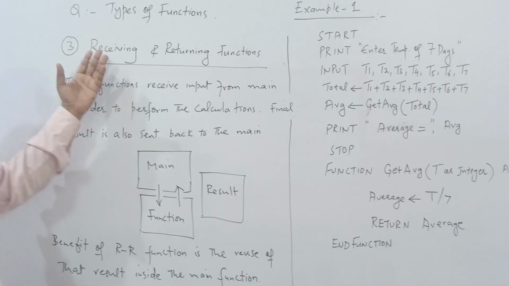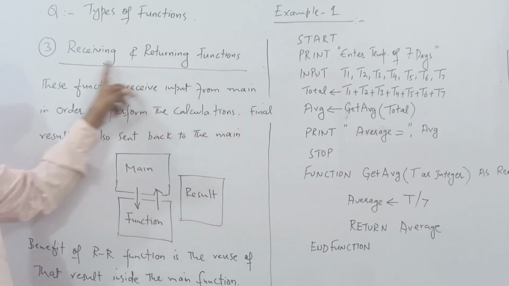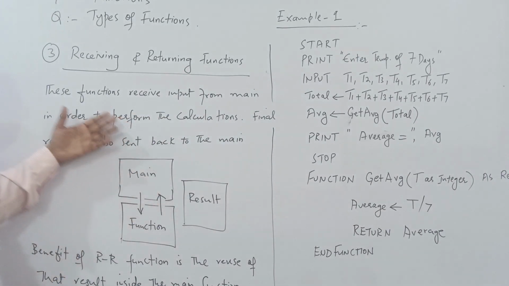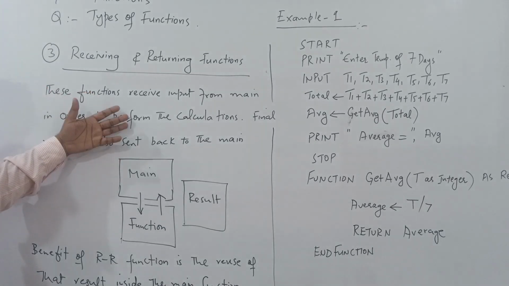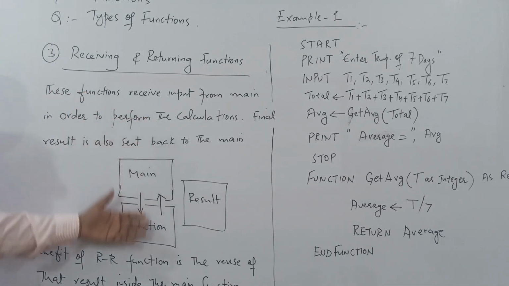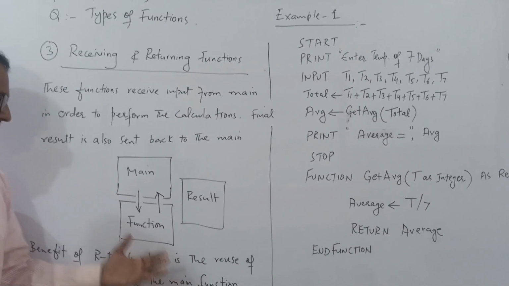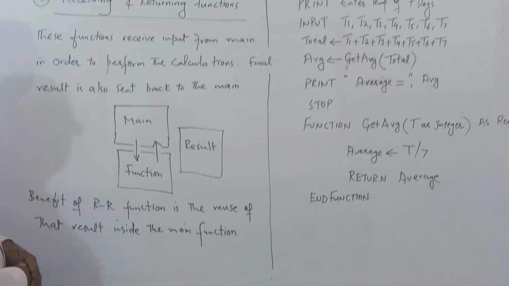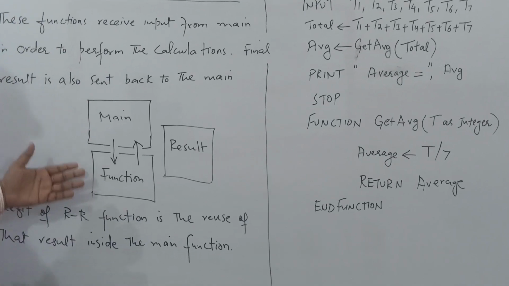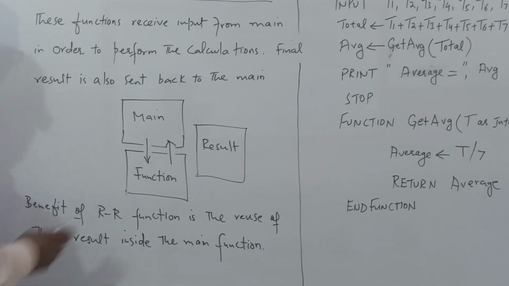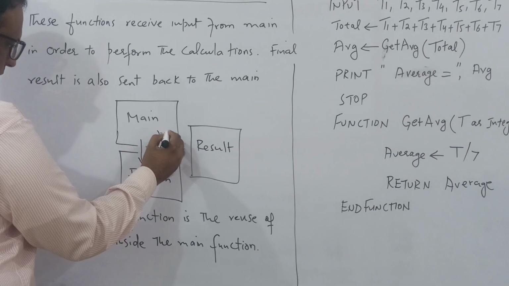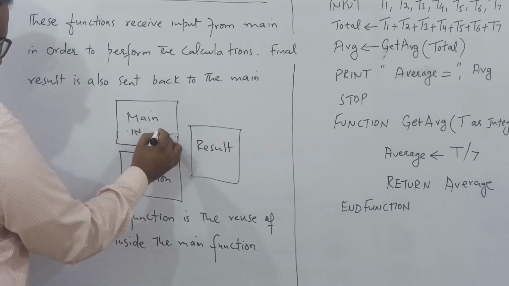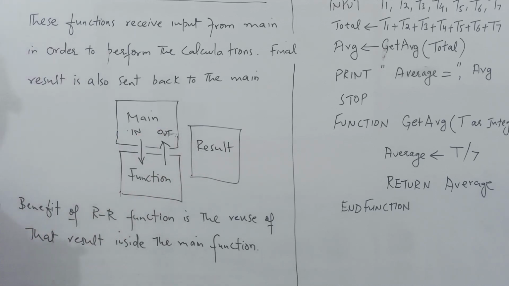Today our topic is the last type of functions, and that type is called receiving and returning functions. What is the definition of this function? Before entering into this descriptive statement, let's come first to this diagram. This block structure explains how this type of function works. This is the input and this is the output. This is in and this is out from the main.